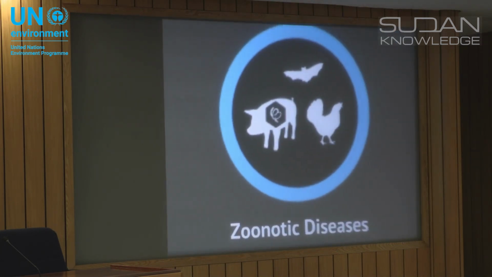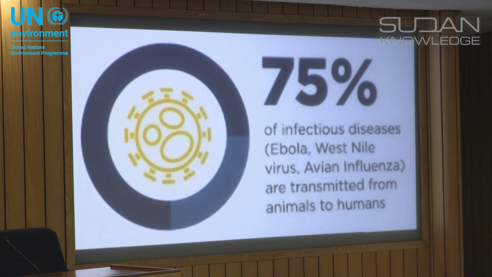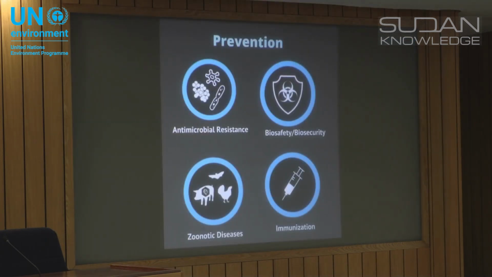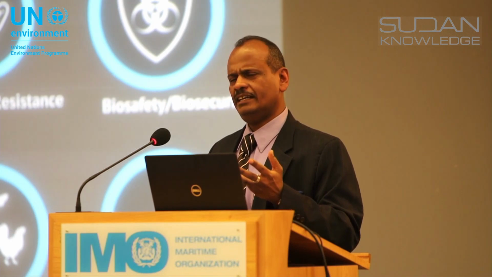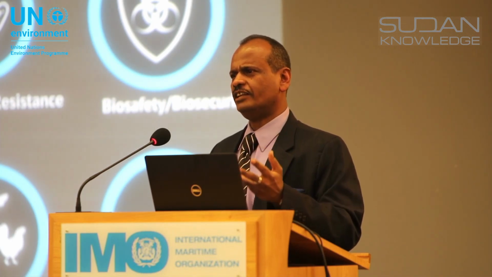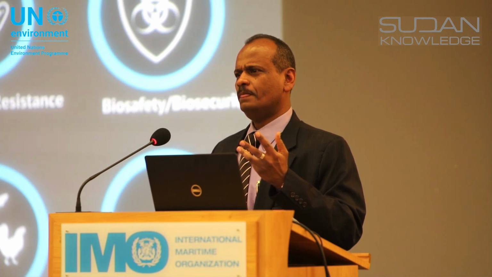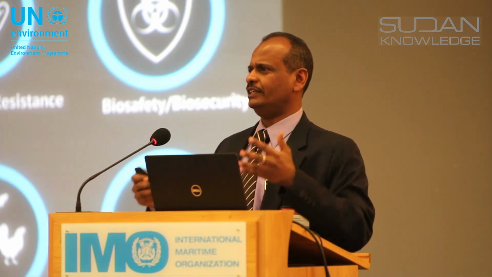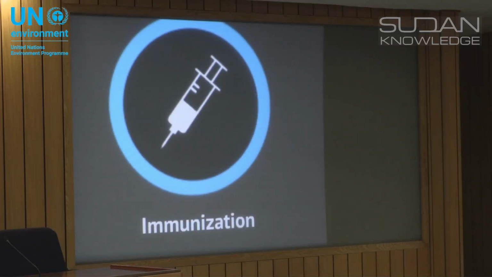Zoonotic diseases, also, we have to pay attention that 75% of most infectious diseases like Ebola and avian flu are transmitted from animals to humans. In Sudan, we have a very big animal population, and we really need to start paying attention to this area. Somebody mentioned earlier in one of these presentations that where there are animals and people, they drink from the same well most of the time. I think somebody mentioned that yesterday. Can't remember who, but it's very true. We are really very exposed to this. Biosafety, biosecurity, and then the immunization.